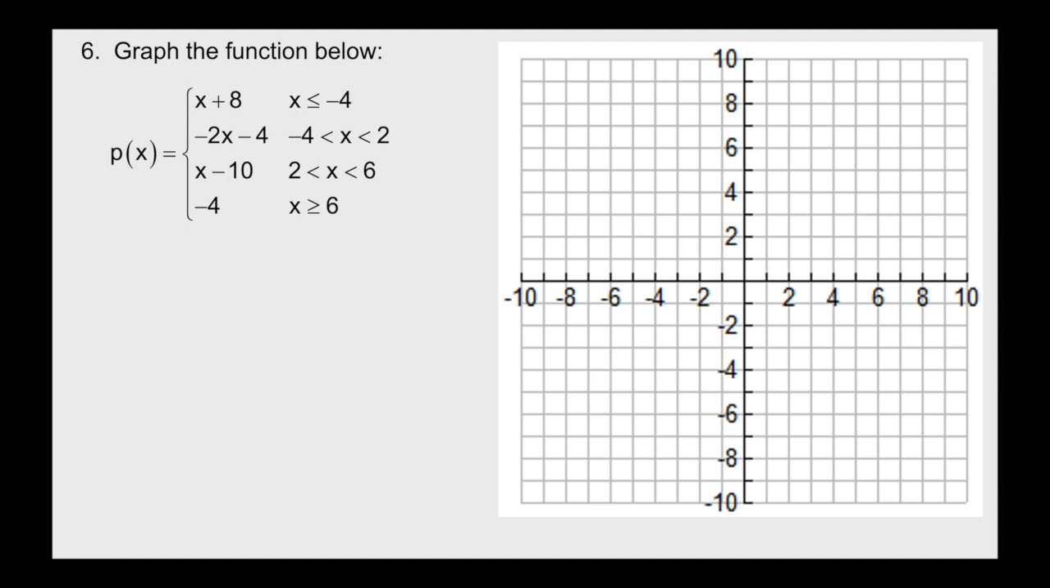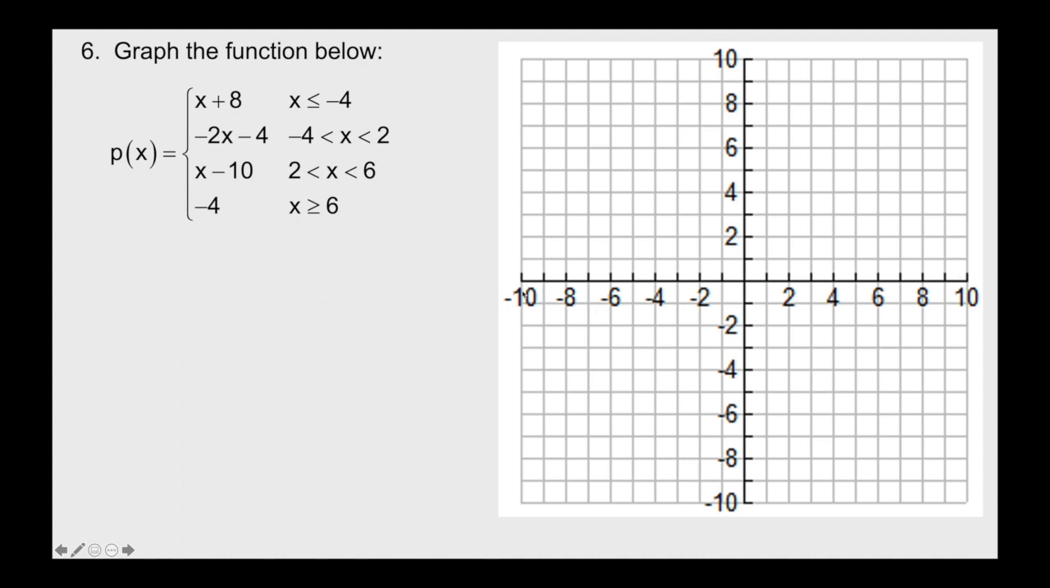Try number 6. And again, you may consider the way that I'm explaining it, where we put a little dotted line at negative 4, separating out this first region that goes from negative 10 to negative 4. Then I'm going to have another dotted line at positive 2, showing me that from negative 4 up until 2, I'm going to have a region that I'll graph. Then from 2 to 6, I'll have another region. And then finally from 6 up until 10, I'll have my final region.